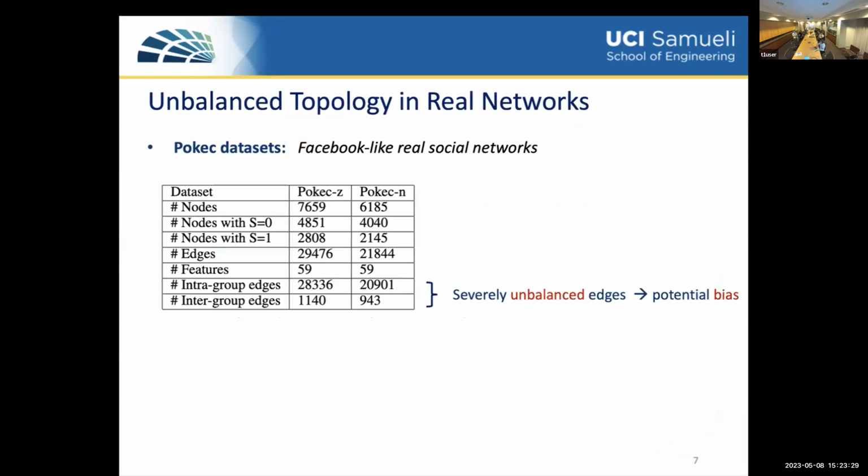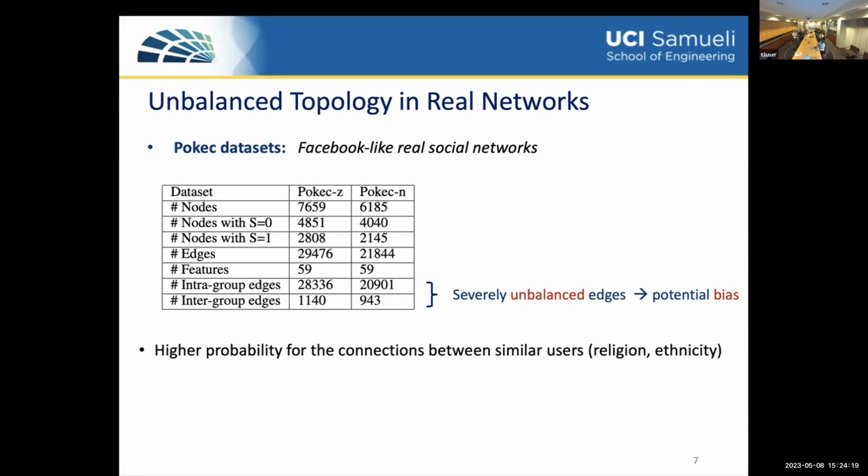So let's first see an example of real-world networks, about whether this kind of connectivity imbalance really exists in real-world networks. Here I show an example of a Facebook-like real-world social network. Let's focus on the intra-group edges versus inter-group edges. You can see that especially in this social network, there are considerably more intra-group edges than inter-group edges, meaning that the edge density is indeed much higher when we are in the same sensitive group. In this specific case, I think the sensitive attribute denotes gender, so people tend to make more friends with similar users, a higher probability of connection.